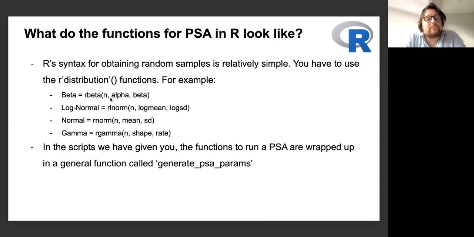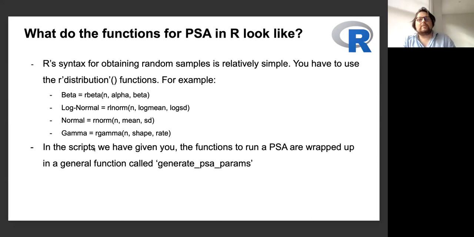But anyway, in rbeta, you have your number of simulations, alpha and beta, and this follows again for log normal, rlnorm, n, your log mean. So that's an important point, it's the log of the mean and log of the standard deviation. To randomly sample from the normal distribution in R, you just have n, mean, and standard deviation. And for example, rgamma, you have your n again, shape, and rate.